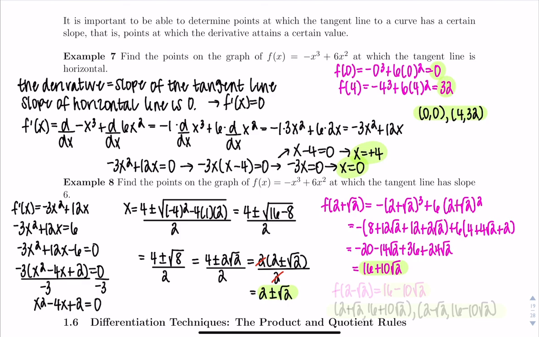So the only thing that changes when we plug in f of 2 minus root 2 is we get 16 minus 10 square root of 2. And so my 2 points are 2 plus square root of 2, comma 16 plus 10 root 2, and 2 minus square root of 2, 16 minus 10 square root of 2.